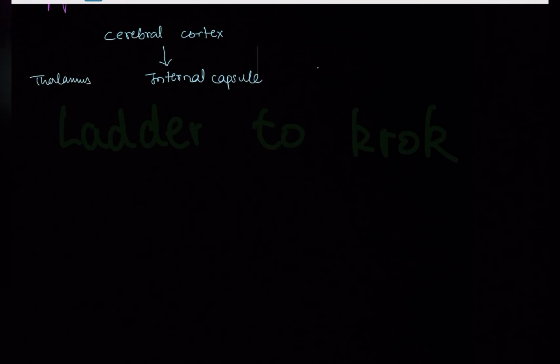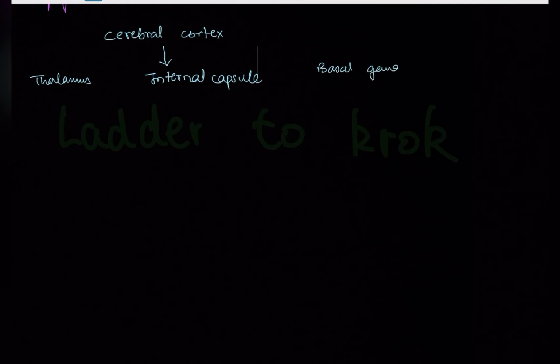Now the cerebral cortex. To be particular, it is the motor area. Which was the motor area? The precentral gyrus, right? We have already done it in the previous videos. So from the cerebral cortex, the impulse will be sent to the internal capsule. Now what is this internal capsule? This internal capsule, it is a white matter which is situated between the thalamus and the basal ganglia.